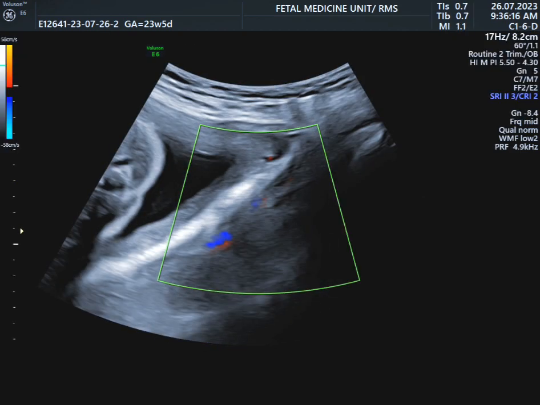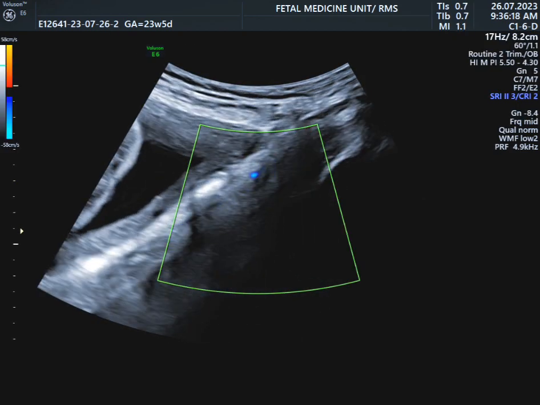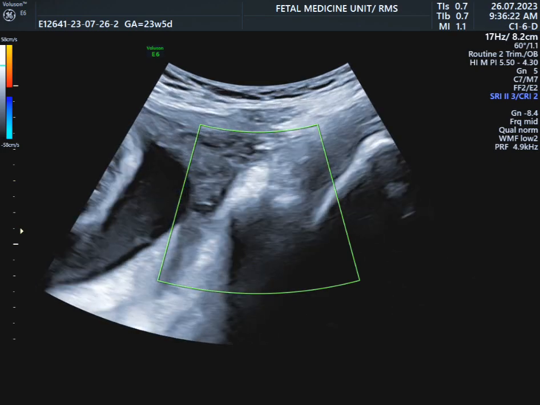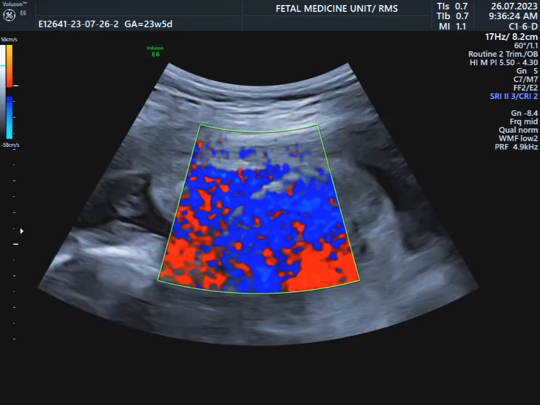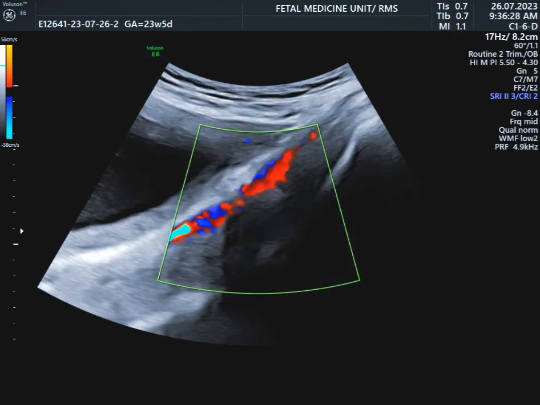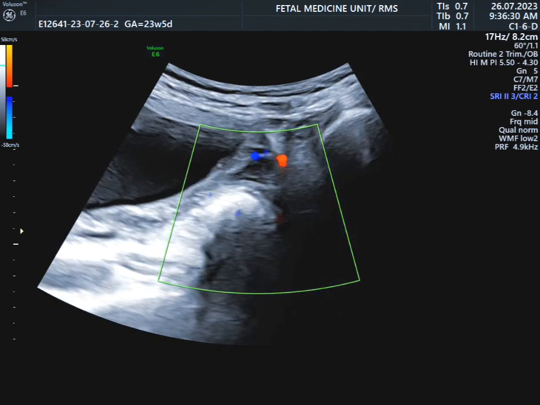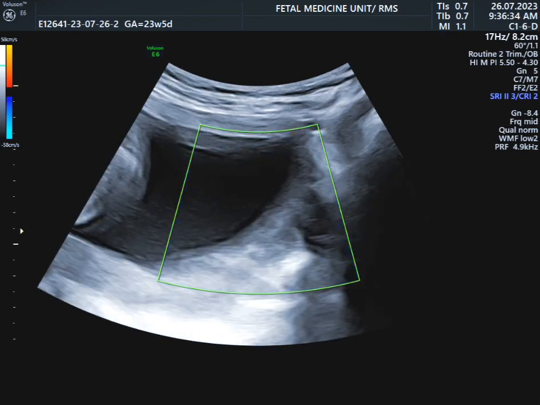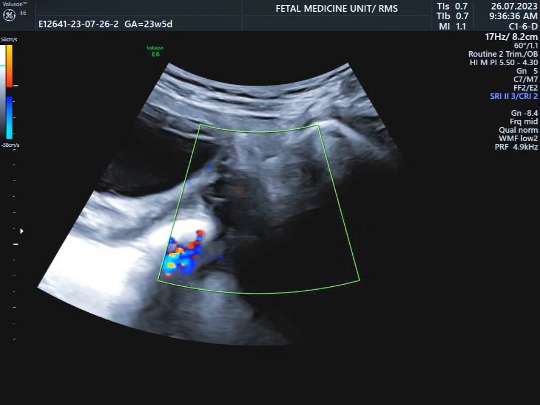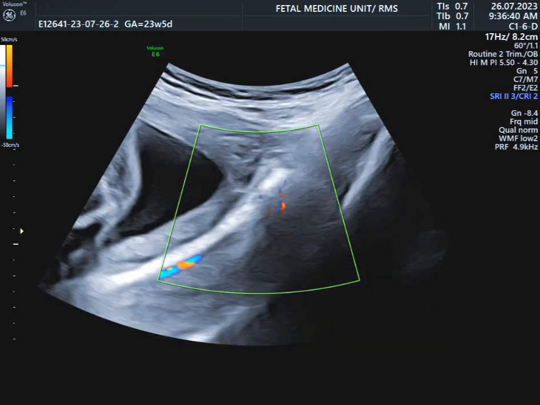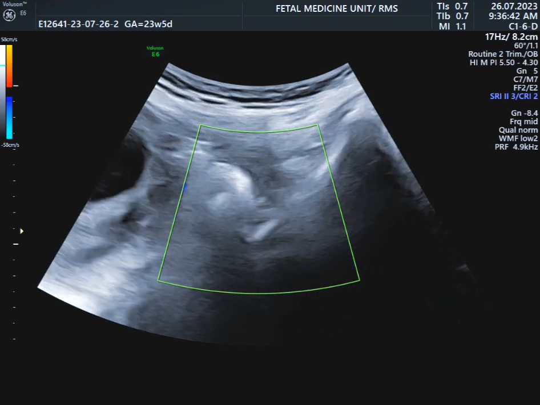Then go to the left side, which is in this case very difficult to obtain, and the combined was normal. So I will show you in other videos how to do the anomaly scan properly, in cases where it's not a difficult position as in this case.